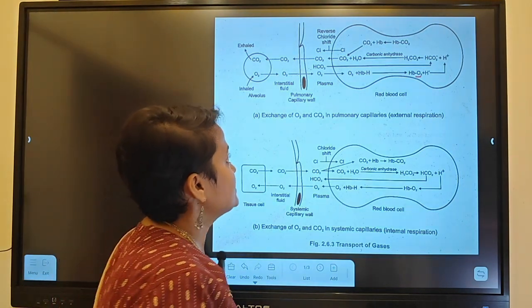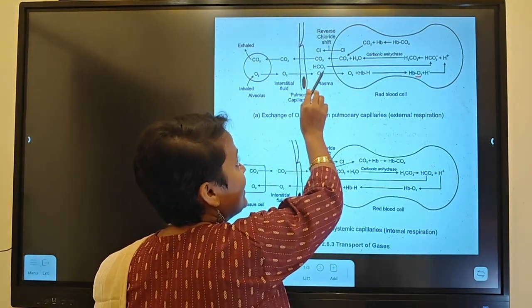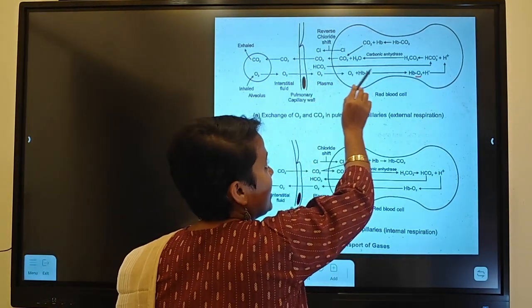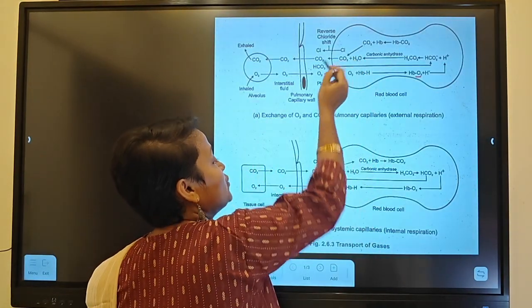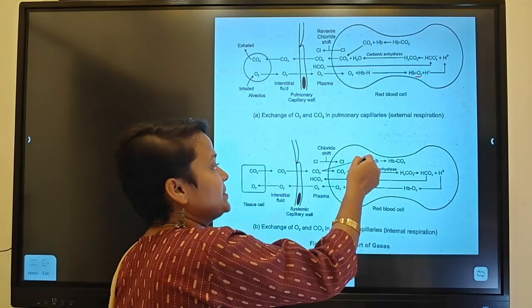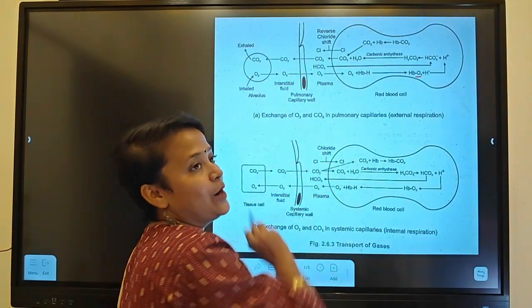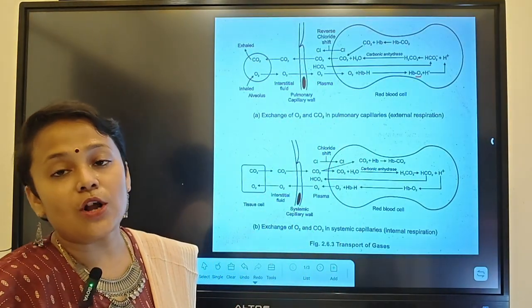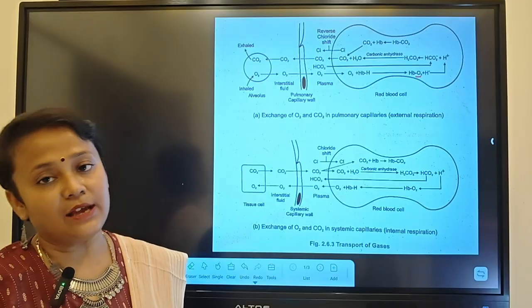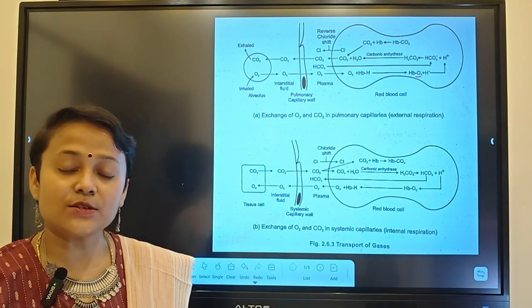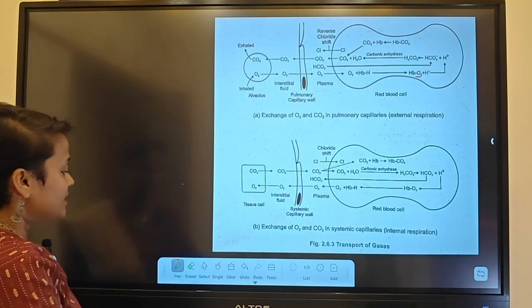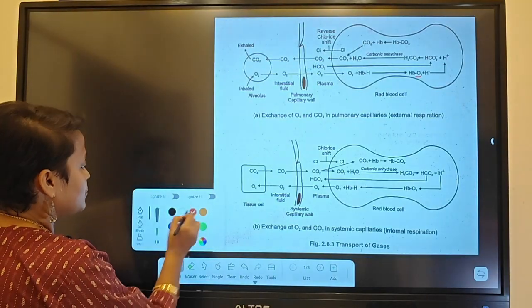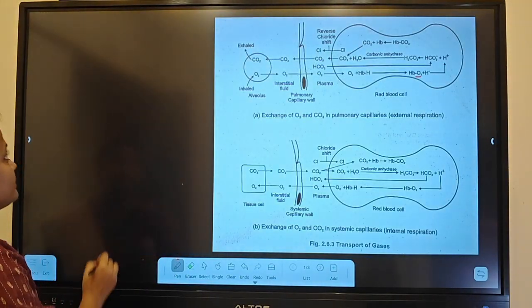Now the point is that as bicarbonate ion enters into the RBC, some of the chloride ion which had already entered into the RBC in the chloride shift will come out. This is called the reverse chloride shift. Now there are two effects which are very important.